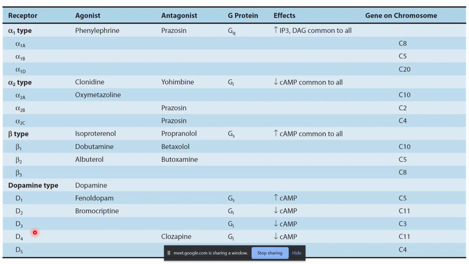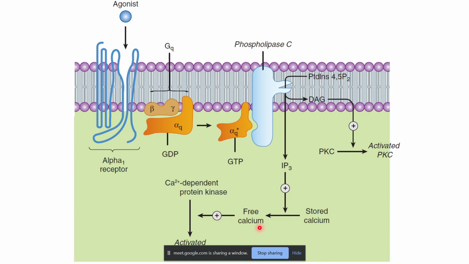Alpha receptors are coupled via G proteins in the Gq family to phospholipase C. This enzyme hydrolyzes phosphoinositides, leading to the formation of inositol 1,4,5-triphosphate and diacylglycerol. Inositol triphosphate promotes the release of sequestered calcium from intracellular stores, which increases the cytoplasmic concentration of free calcium.